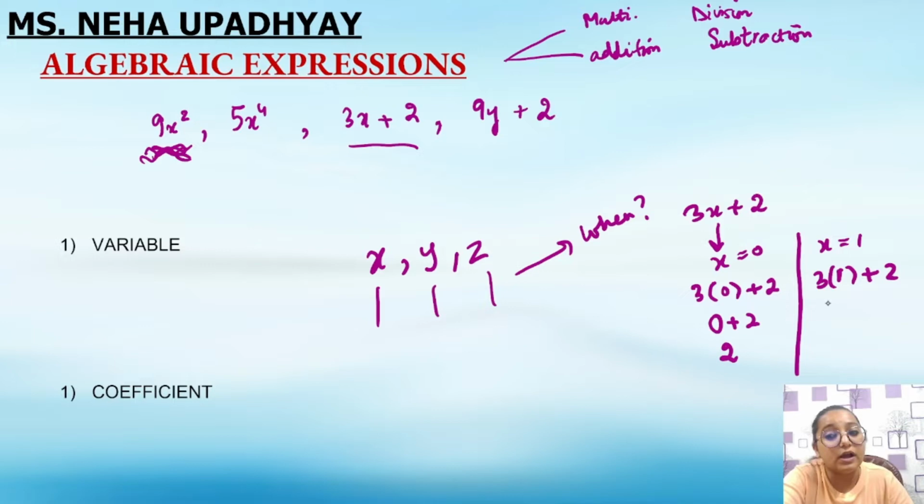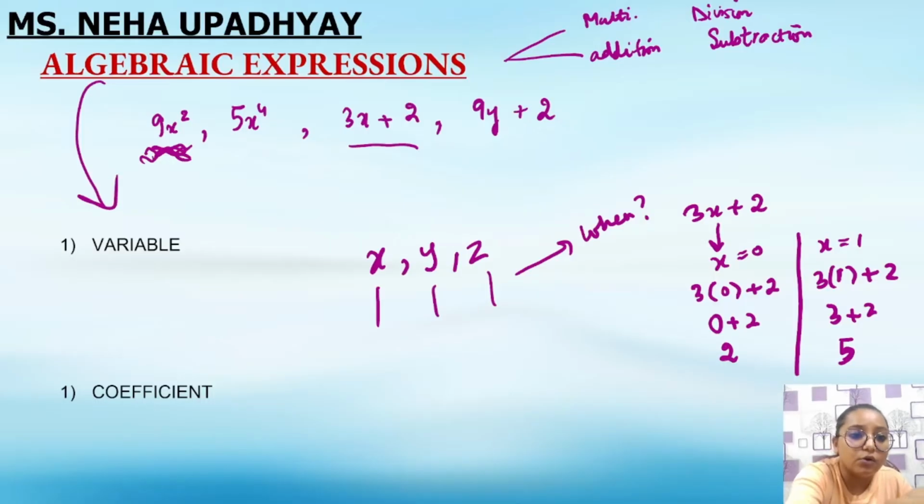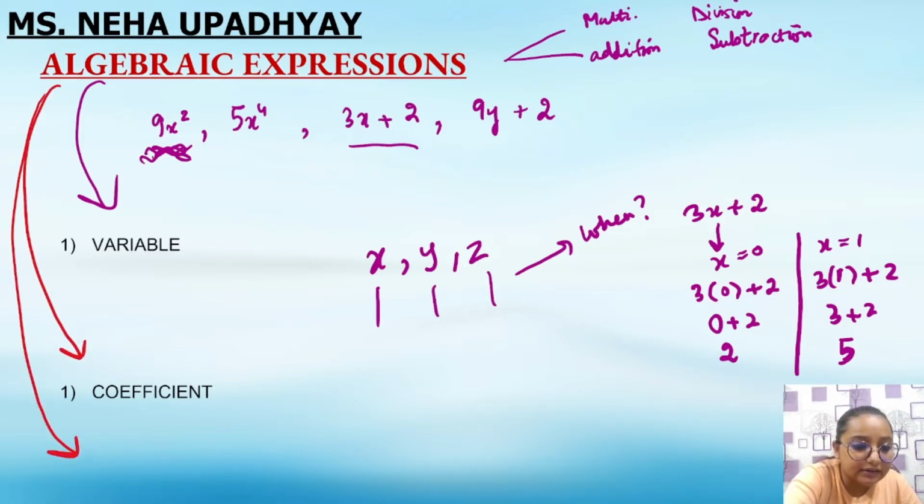Now comes coefficient. What is coefficient? See, our algebraic expression is made up of three things. It is made up of variables, it is made up of coefficients, and it is made up of operations. Okay, now I would like to ask you, what is a coefficient?